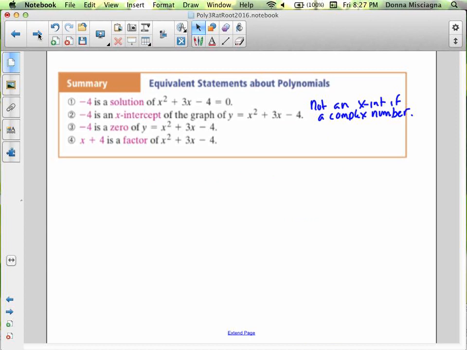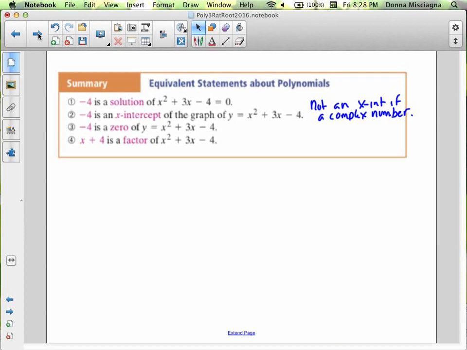Negative 4 is a solution of x squared plus 3x minus 4 equals 0. Negative 4 is an x-intercept on the graph of y equals x squared plus 3x minus 4. Now that will only be true if it's a real number. If you have a complex number, then it won't be an x-intercept. Another word for that is a 0. Negative 4 is a 0 of y equals x squared plus 3x minus 4.